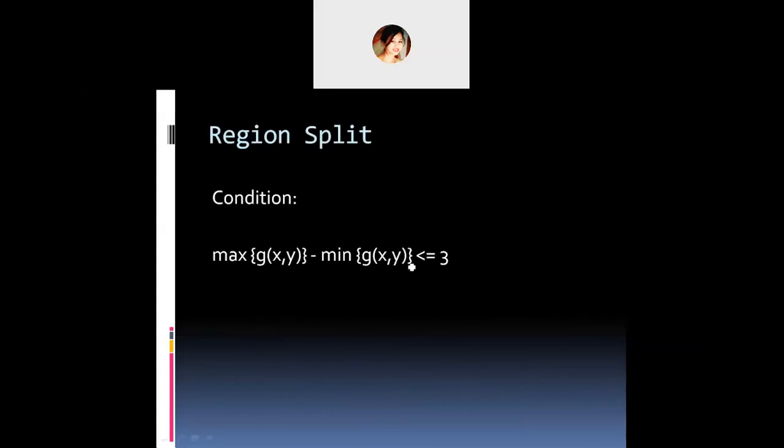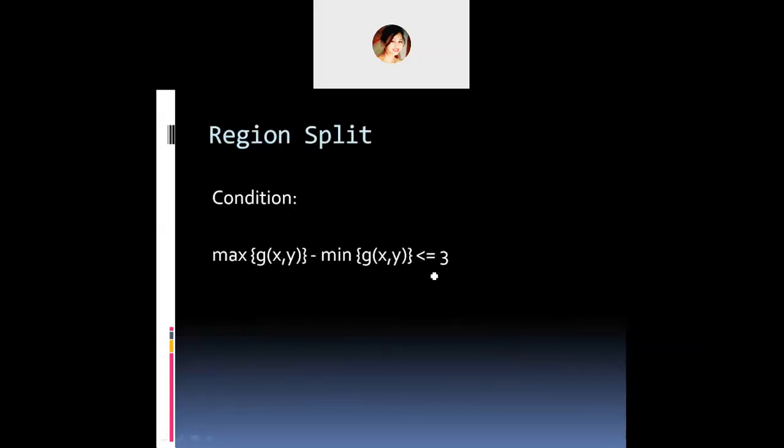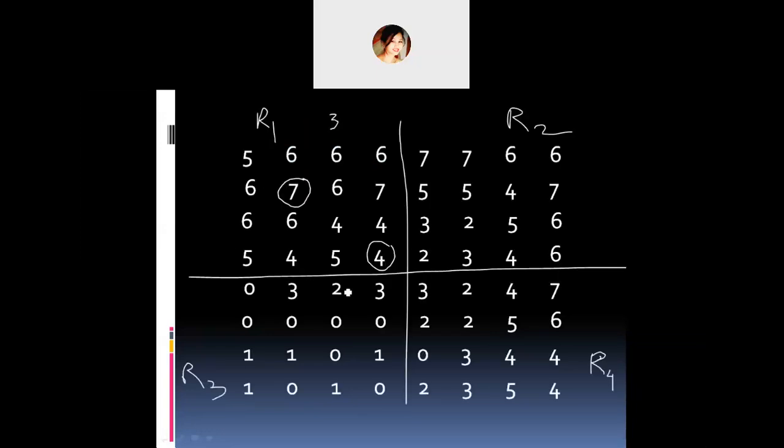So now, what is the condition? We have to satisfy this condition: max of g of xy minus minimum of g of xy. This is nothing but we have to calculate the frequency, right? So from here, check which has the highest frequency value. Definitely this is 7, and the lowest frequency value, if you check here, is 4. So 7 minus 4 is 3, right? So this region satisfies this condition, 3 is equal to 3. So leave this region as it is.